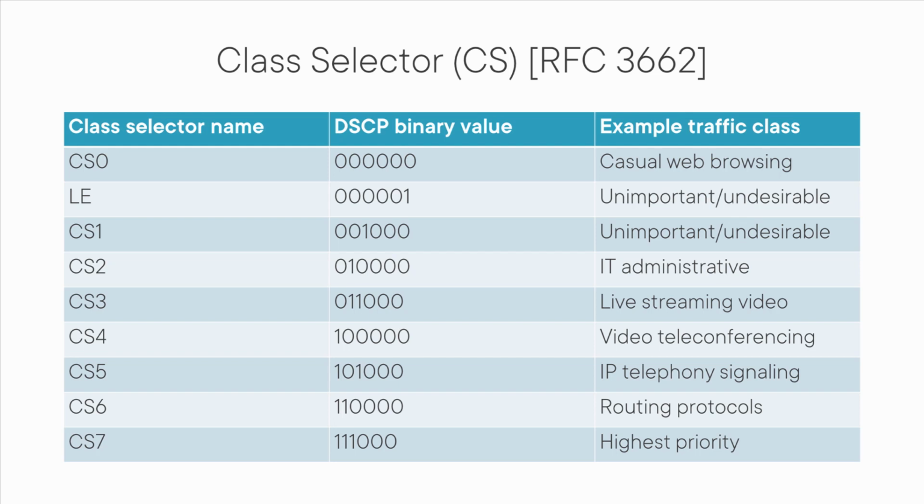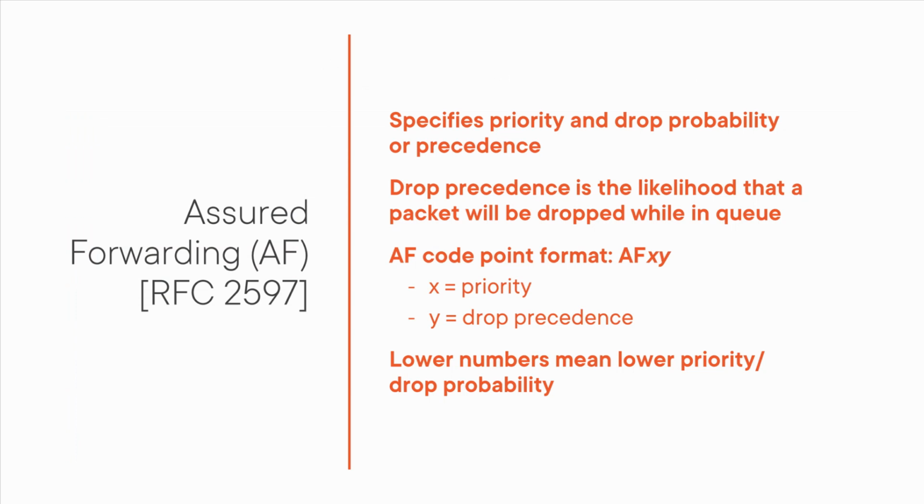By the way, notice that all of the code points end with 3 zeros, the one exception being LE, that lower effort class selector. So the class selector PHB is pretty robust and gives you a lot of priorities to choose from. But if that's a bit much, you may want to instead consider the assured forwarding PHB. AF lets you specify not only the priority of a packet, but also its drop probability, or drop precedence. What is that? Well, it's the likelihood that a packet will be dropped while it's waiting in a queue.